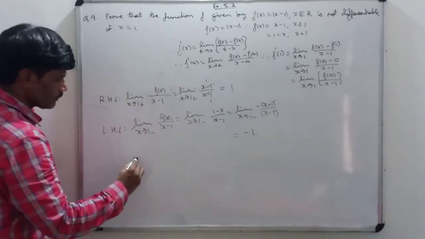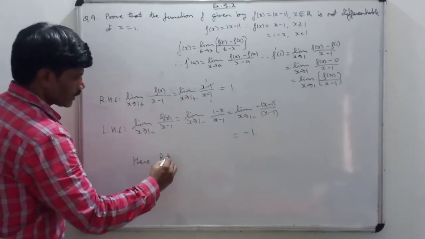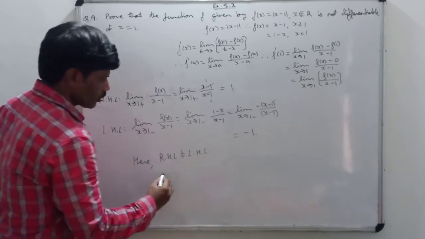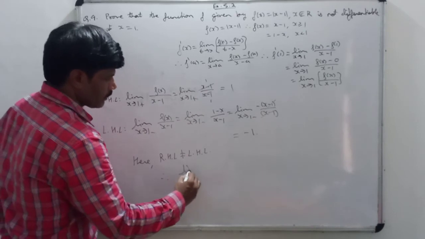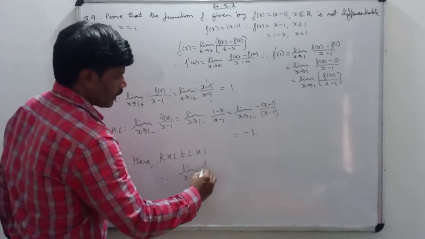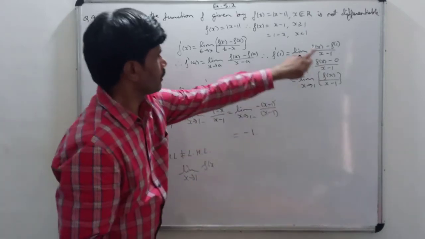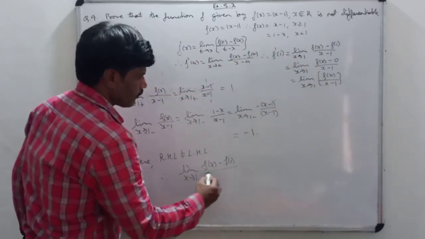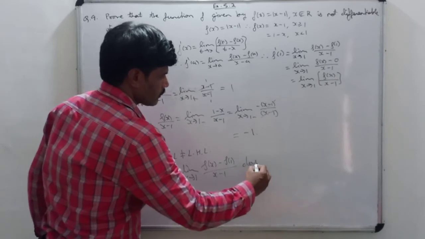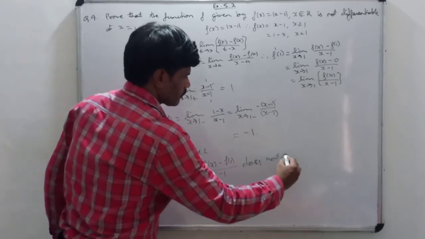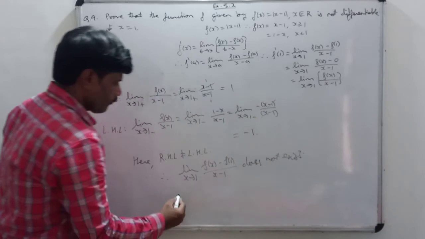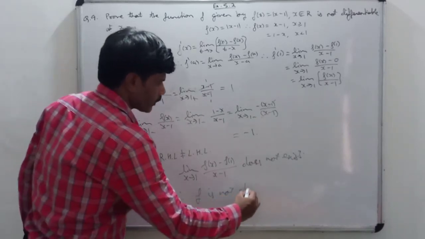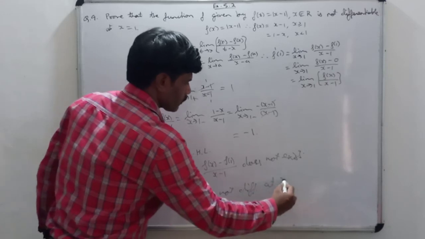So here RHL, that is right hand limit, is not equal to left hand limit. So therefore we will say limit x tends to 1, (f(x) minus f(1)) upon (x minus 1) does not exist. Therefore the function is not differentiable. The function is not differentiable at x equals 1.